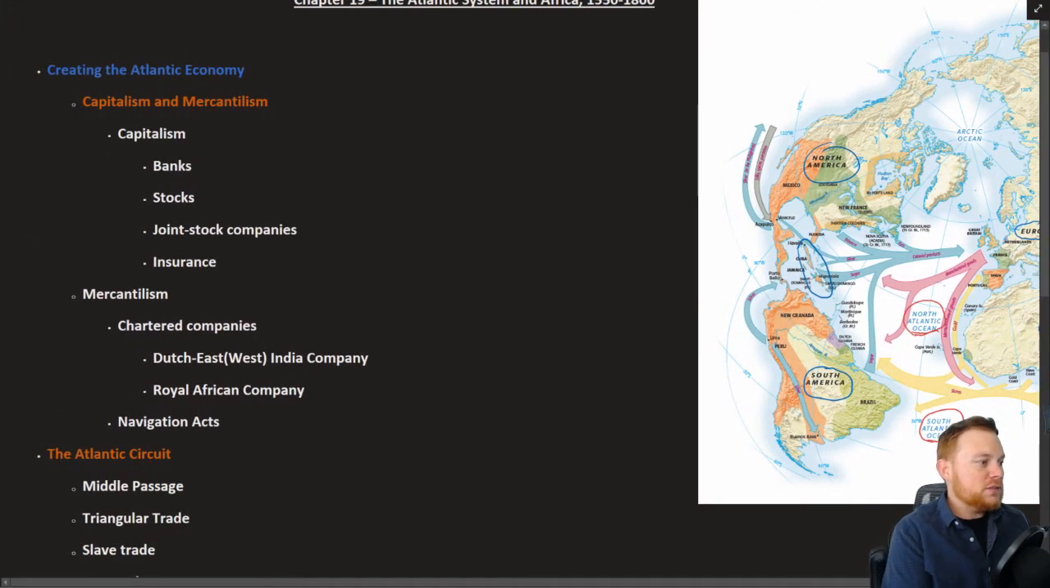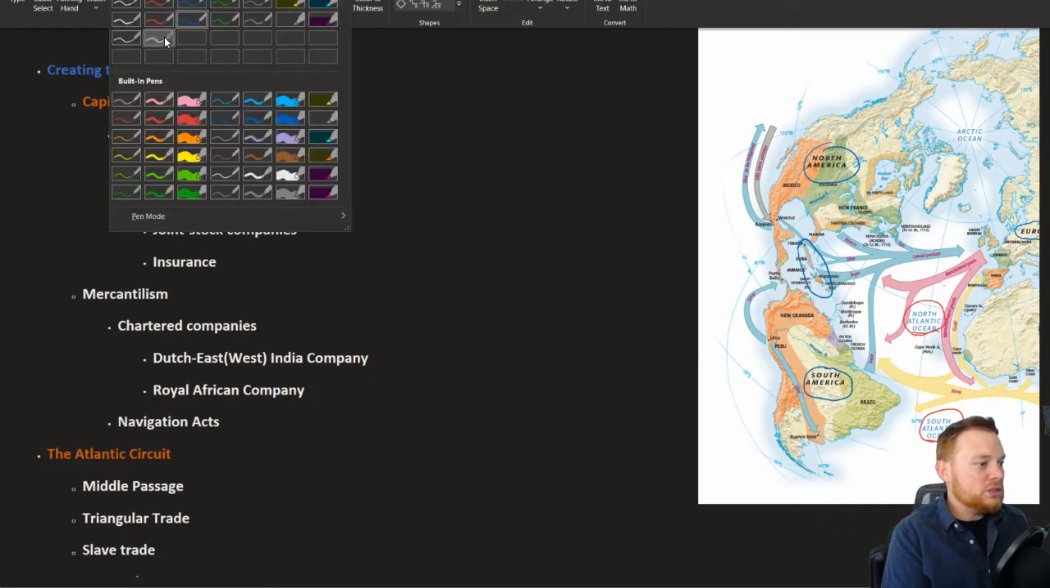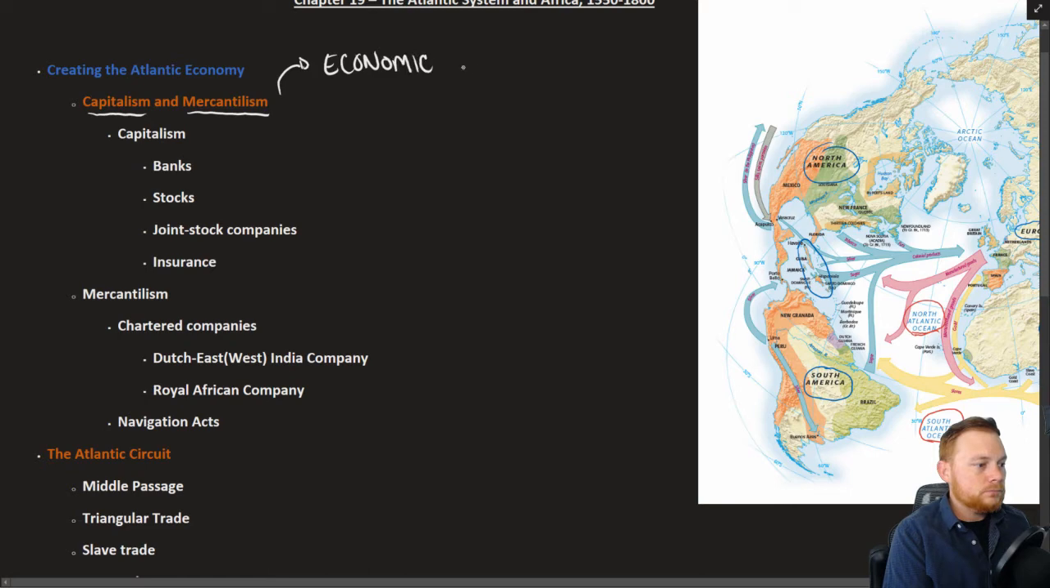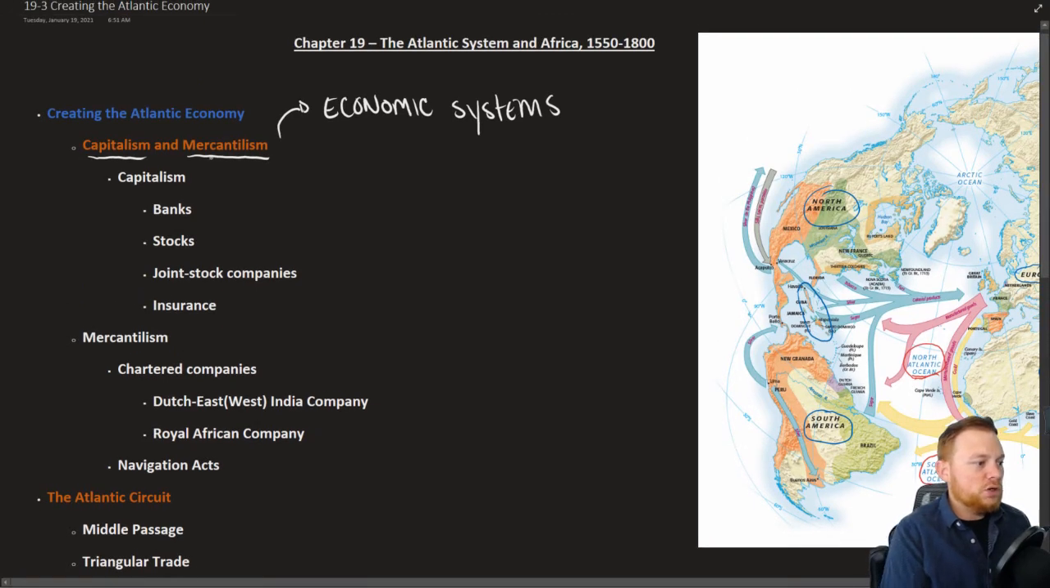One of the very important things to the system, of course, was the economy. Now, nations who participated in this Atlantic system followed certain economic theories and rules, you might say. Capitalism and mercantilism, these are both different, what we might call economic systems. The way to kind of think about it is that for the most part, many of these nations were strongly mercantilist first and then switched over to a more capitalist system.